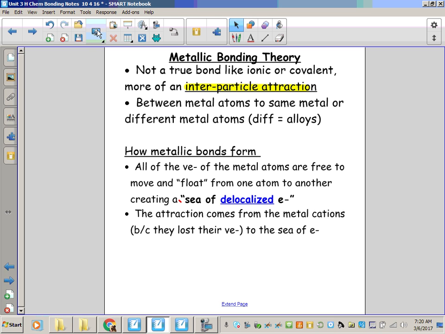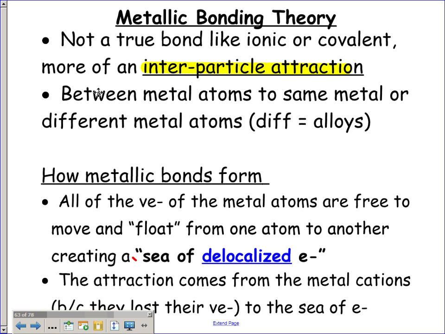Everything under the sun bonds by using its valence electrons, because its inner core electrons are pretty stuck. They're notably more attracted to the nucleus than the valence electrons are. So how does an ionic bond form? How does an ionic bond form?